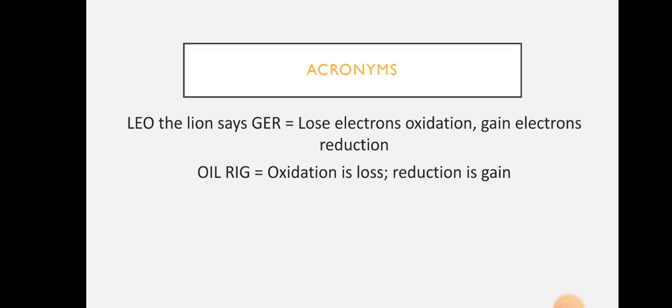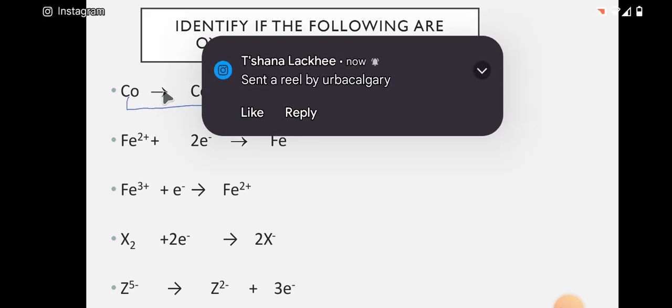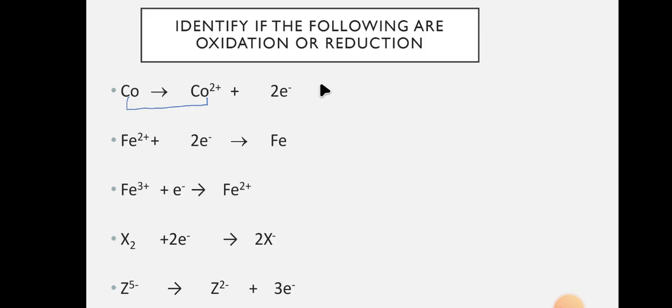So there are the 2 acronyms. If you like the one about the lion, you could use that. If you like the one OIL RIG, that's one I'll always refer to because that's how I learned it and what I was used to. There are a few examples here, just being able to identify. So here, copper going to copper 2 positive. That would be a loss of electrons. So this would be oxidation.